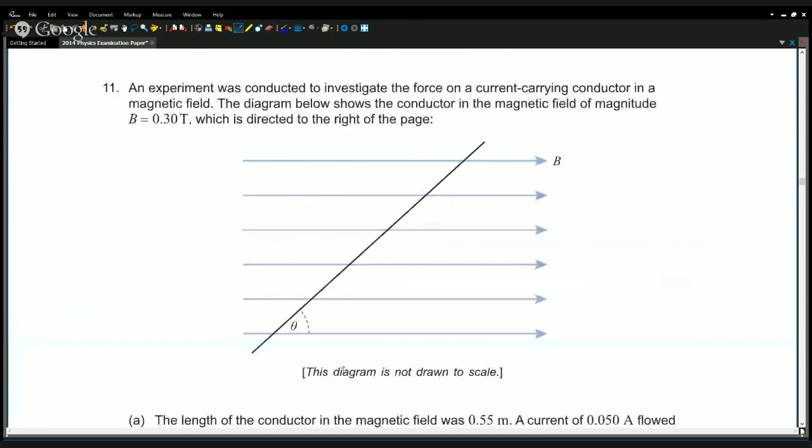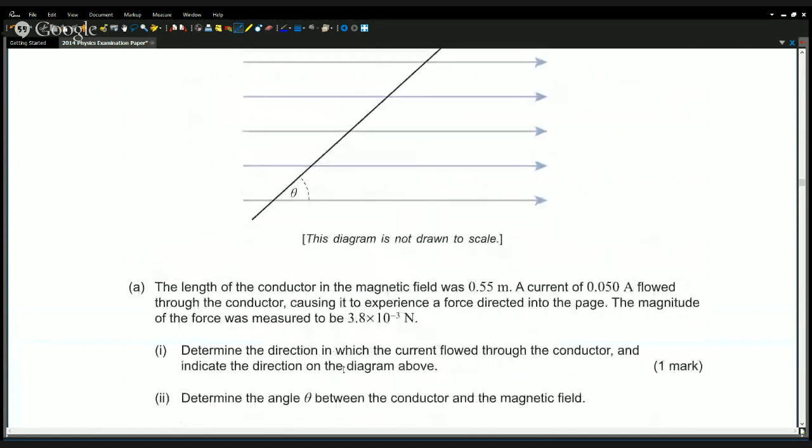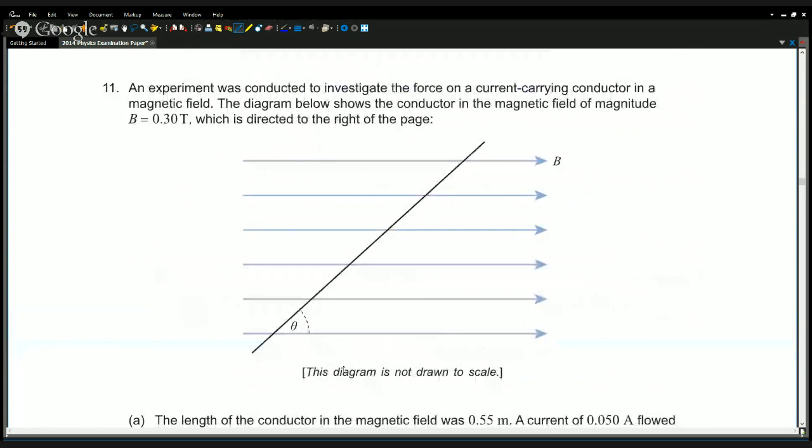Let's have a look. Okay. I'm going to go for another 20 minutes or so, and see how many questions we can bang out between now and then.